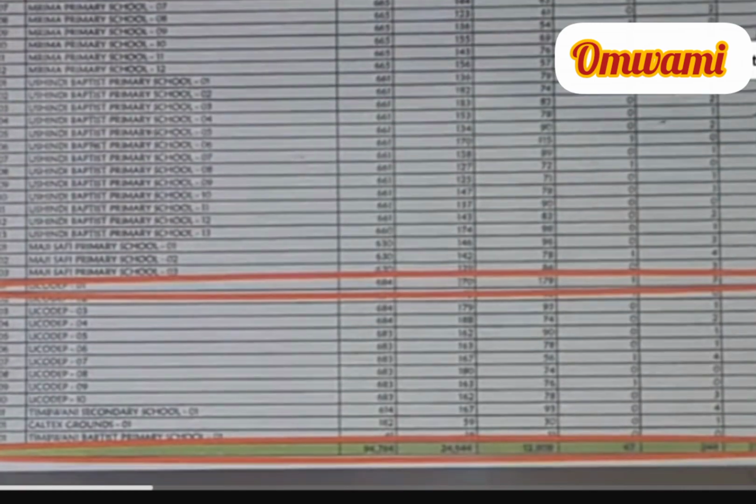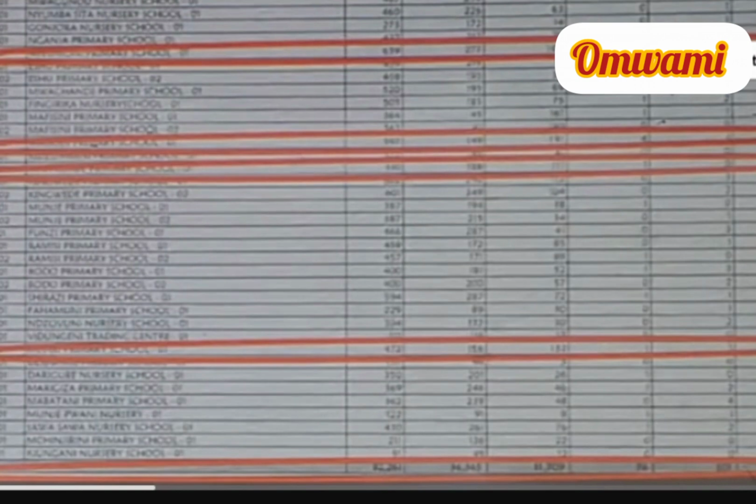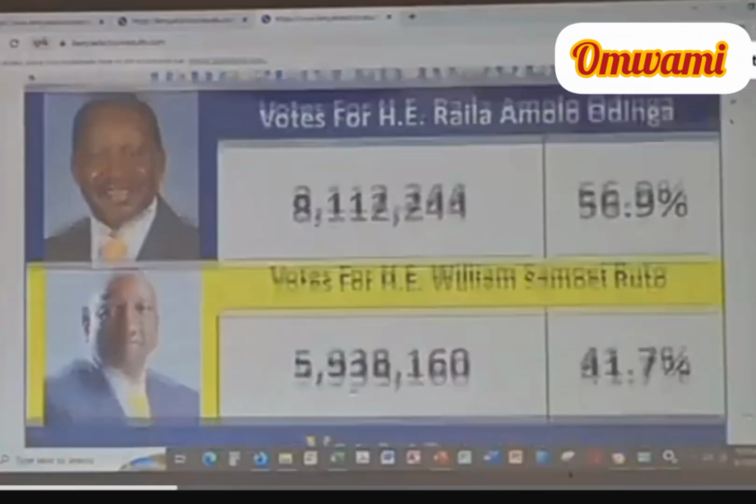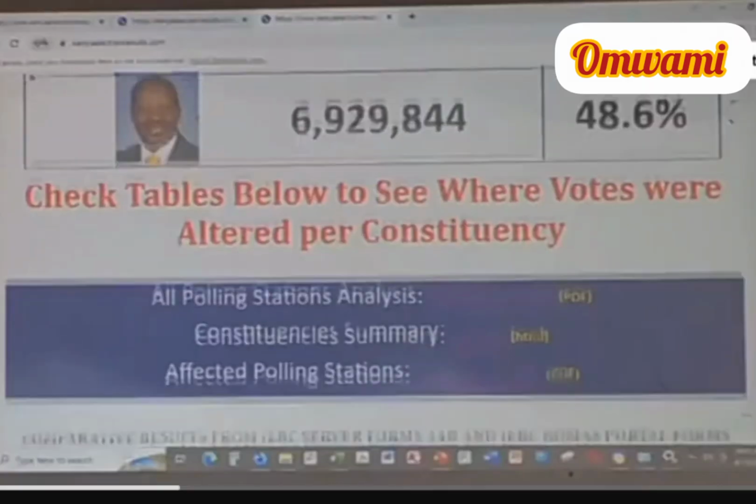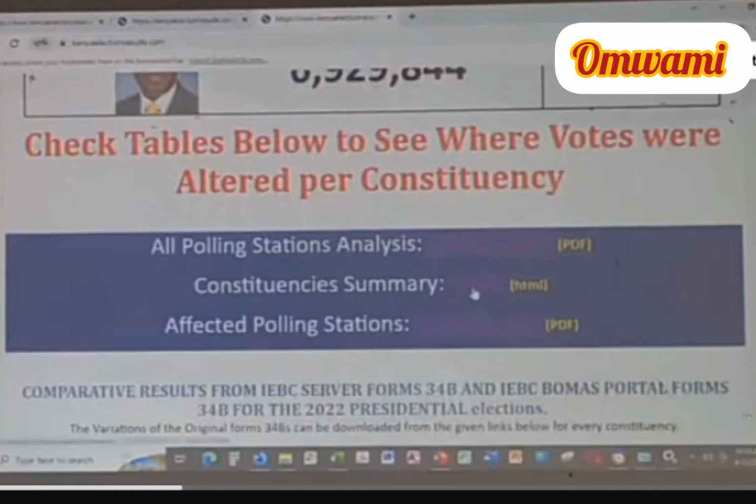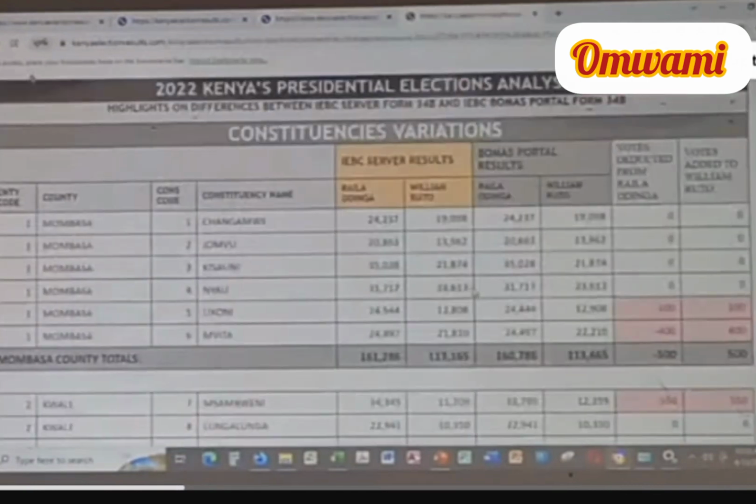I give you another one of a different one. Here, you can see that in this station called Mivumoni Primary School, now that is figures that has been discussed. Let me take you to a summary of all the constituencies first, before taking you to the specific polling stations.